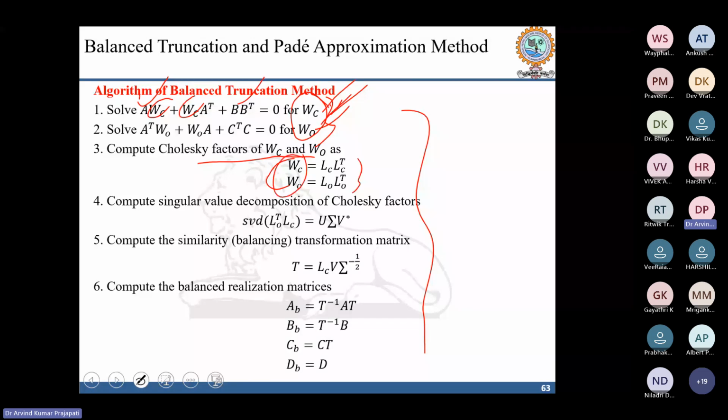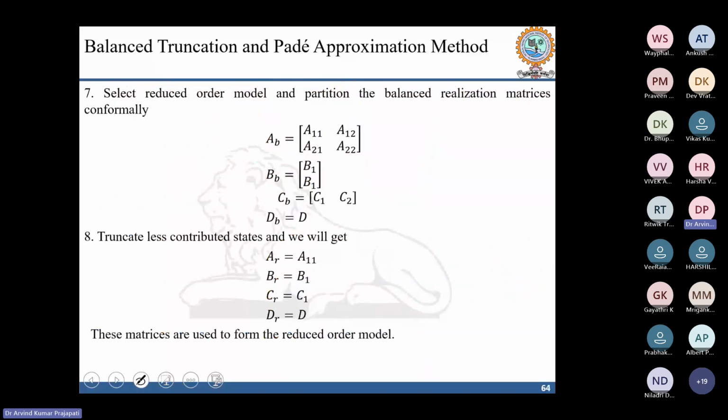After doing the Cholesky factorization, you can convert these lower triangular matrices into square matrices, and after converting these square matrices, we can calculate the similarity transformation matrix. By using this similarity transformation matrix, we can convert your unbalanced system, which is defined by matrices A, B, C, D, into the balanced system. Once the system is balanced, the controllability and observability gramians will be equal.